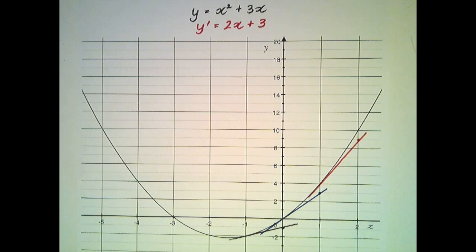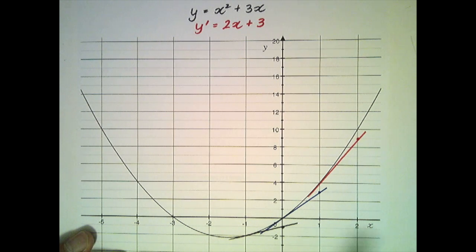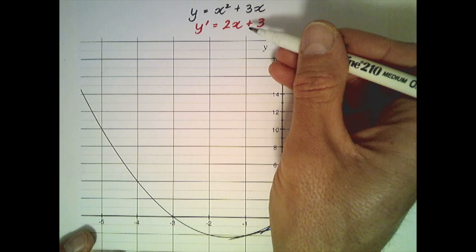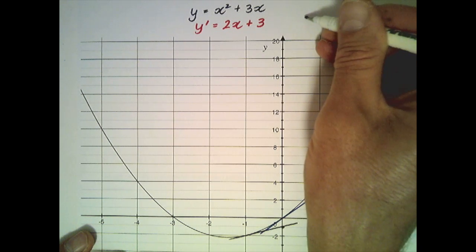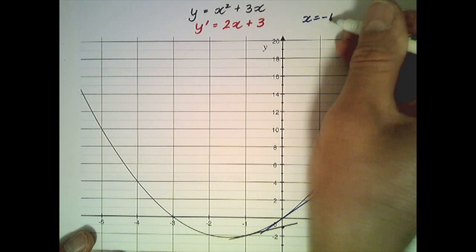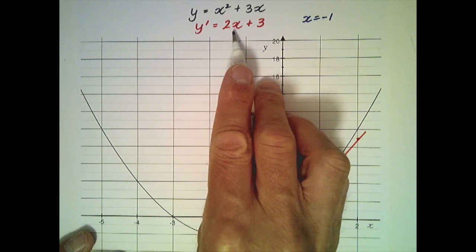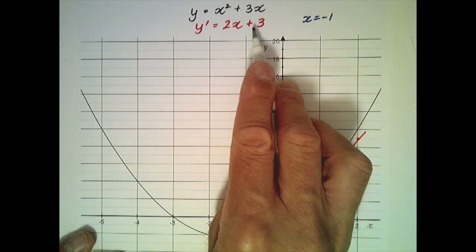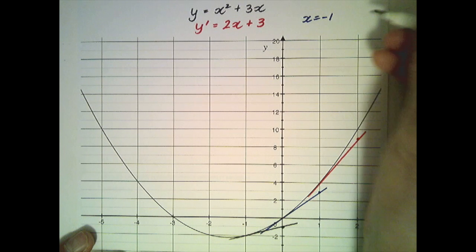So we can see from our original equation, y equals x squared plus 3x, that the derivative becomes y equals 2x plus 3. So what does it actually mean? Well, that helps us find the gradient anywhere on this curve. So for example, when x is negative 1, if we substitute negative 1 into our original derivative equation, we get 2 times negative 1 is negative 2, plus 3 becomes positive 1.